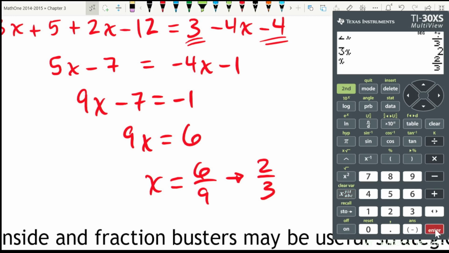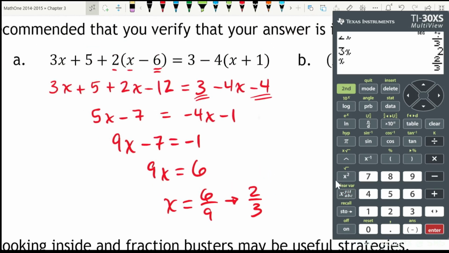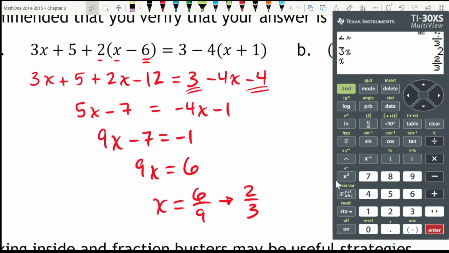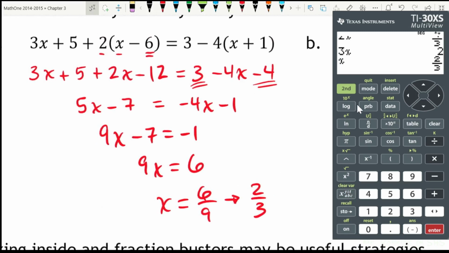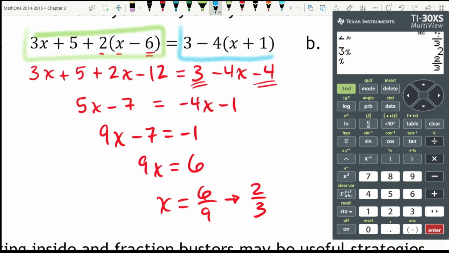All right, so we know what x is. X is 2/3. Is it the solution? Well, that's a fair question. It's a solution if it makes the left and the right-hand side the same, right? This whole expression over here, the 3x plus 5 plus 2 times the quantity of 2 times x minus 6, rather, has to be the same as this side.